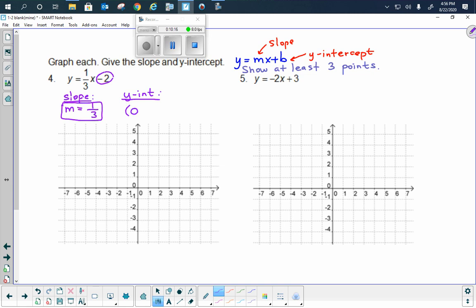The x is 0 and the y is -2. Okay, so if I asked you just for the y-intercept, that's the answer that you would give me. And then as far as graphing this, guys, remember when you graph, you are always thinking about rise over run. Remember, rise really means up and down versus run means left and right.